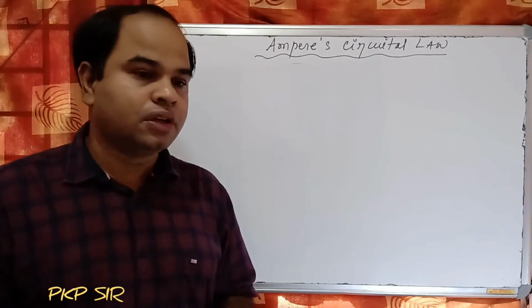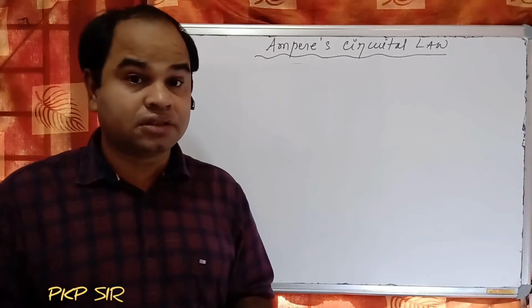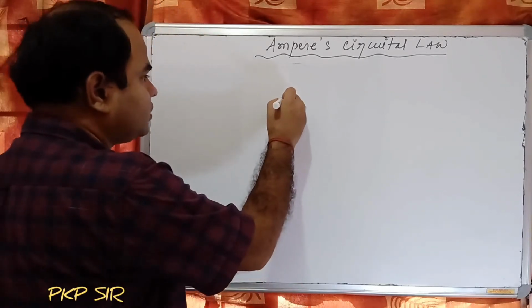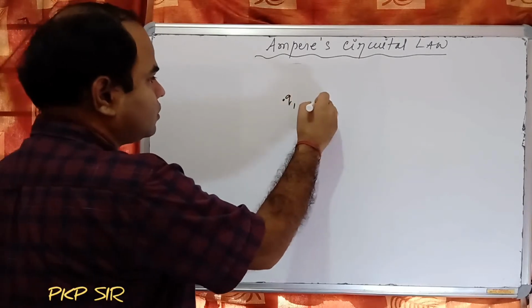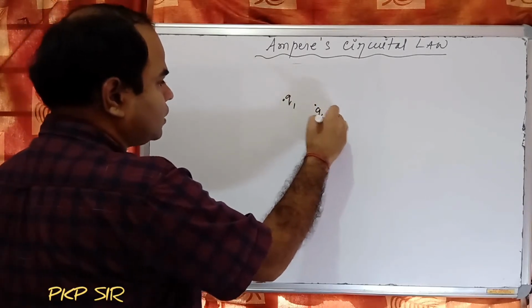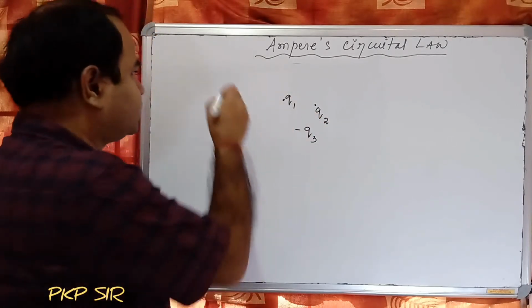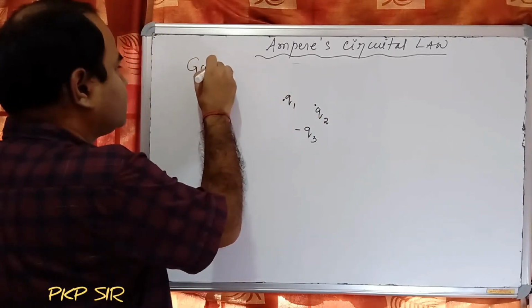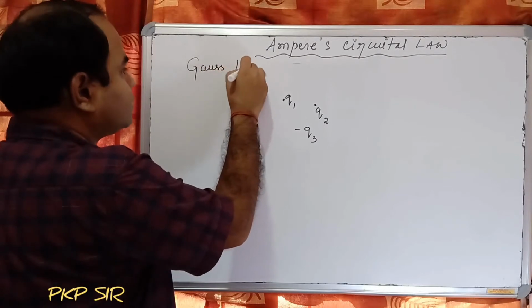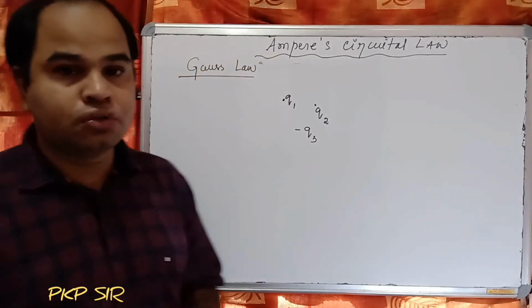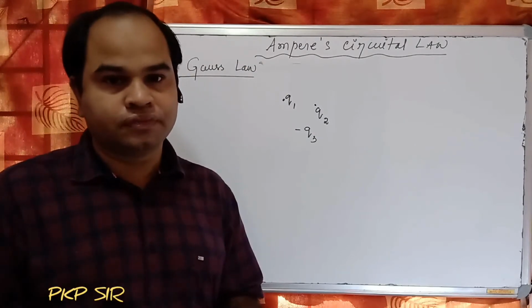So let us consider three charges. This is Q1, this is Q2, and this is minus Q3.